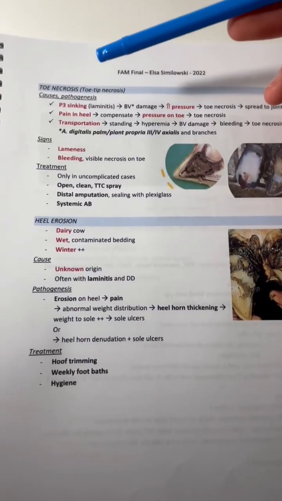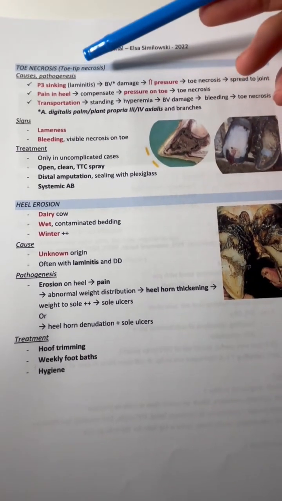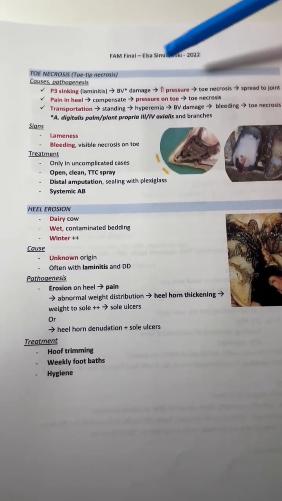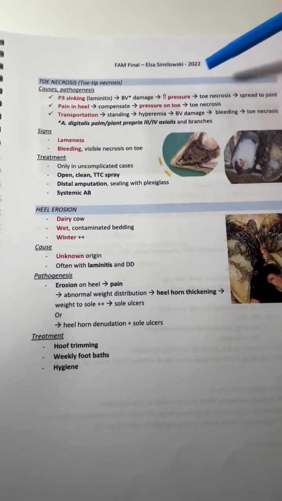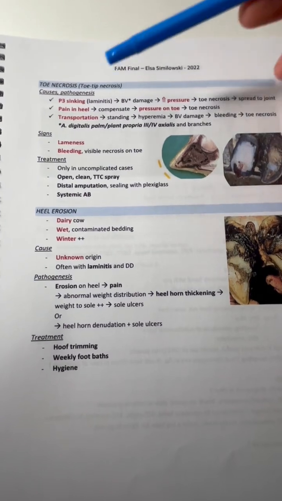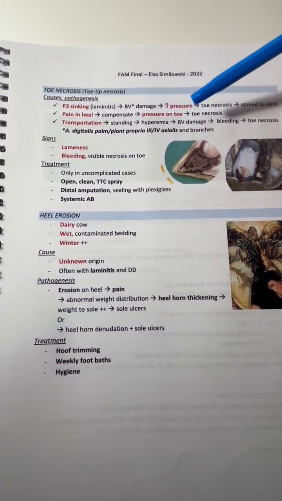Toe necrosis, also known as toe tip necrosis. The cause is the P3 sinking due to laminitis. Blood vessel damage causes an increase of pressure, which causes the toe to have necrosis. It can then spread to the joint. If they also have pain in their heel, they'll compensate by leaning more on their toe, which causes pressure on the toe, which can lead to toe necrosis.